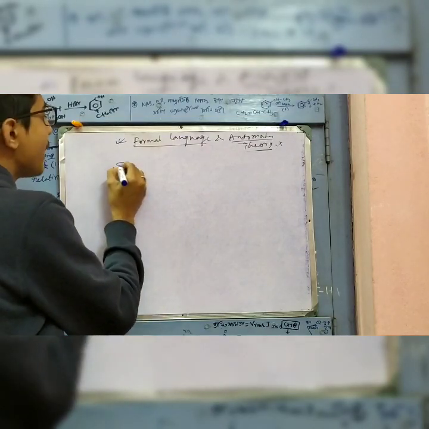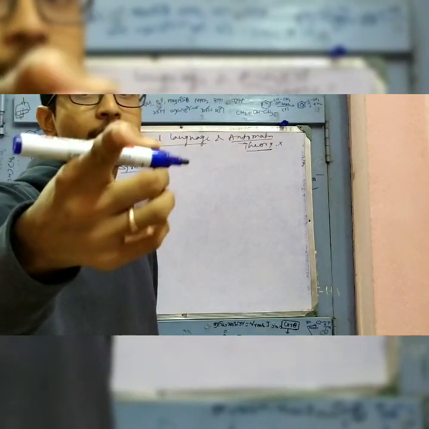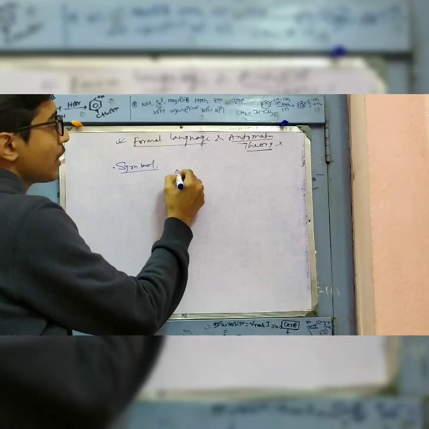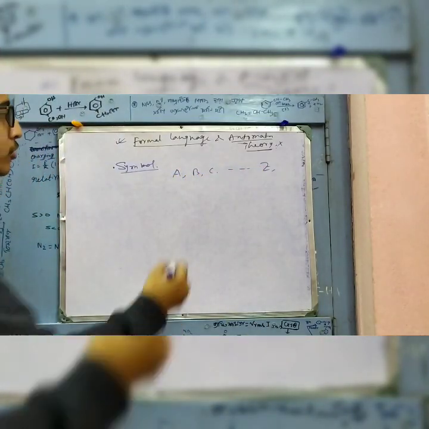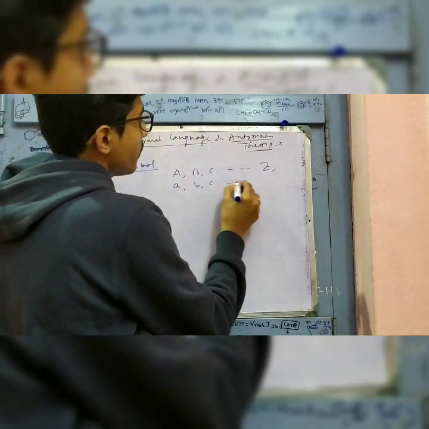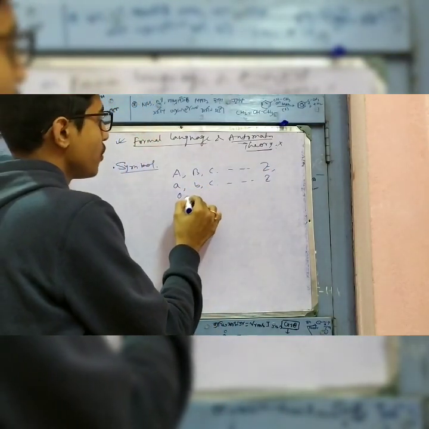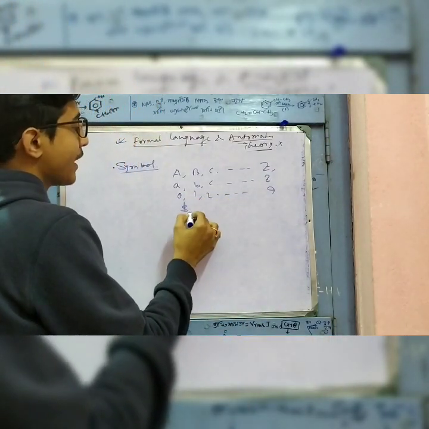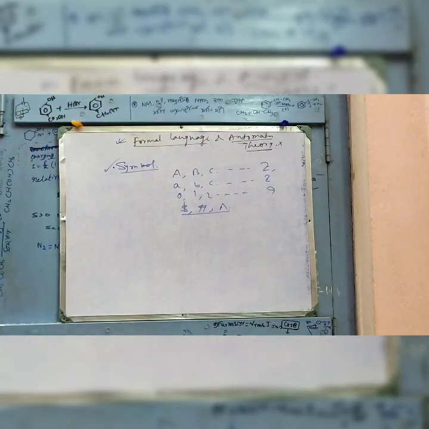is defined as a symbol. So what is a symbol? Just look at your keyboard. You can see symbols like A, B, C, D and so on up to Z. Also small a, b, c up to small z. Not only this, there are 0, 1, 2 and so on up to 9. Even some special characters are also in this symbol part. So this is the basic symbol.